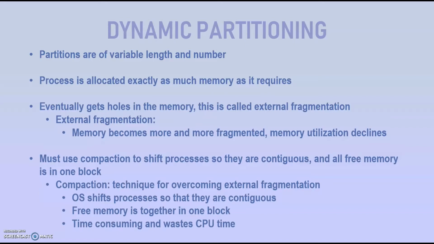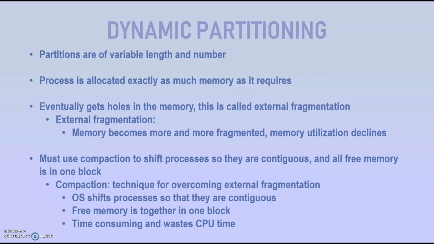What external fragmentation does to the memory is it makes it more and more fragmented, and the memory utilization will eventually decline. Therefore, for this technique, compaction must be used to shift processes so that they are contiguous and all free memory is in one block. Compaction is a technique for overcoming external fragmentation. As stated, it enables the operating system to shift processes so that they are contiguous and free memory is together in one block, though the downside is it's time-consuming and wastes CPU time.